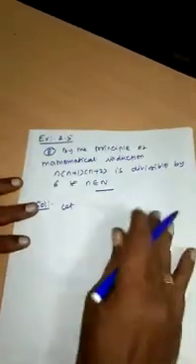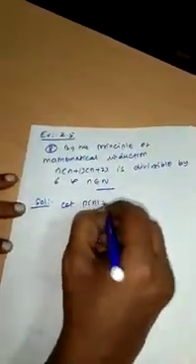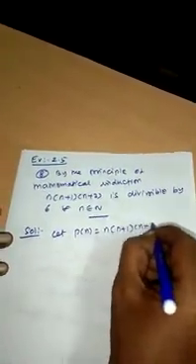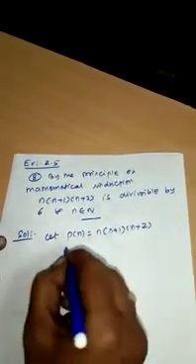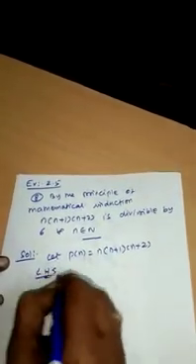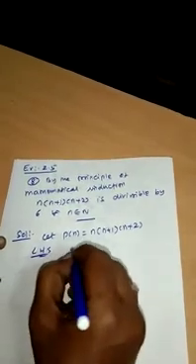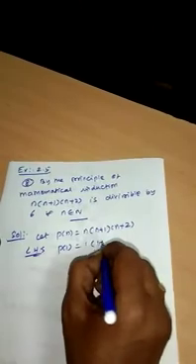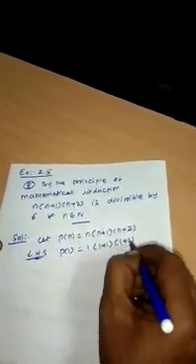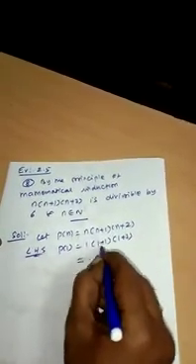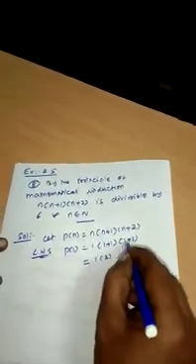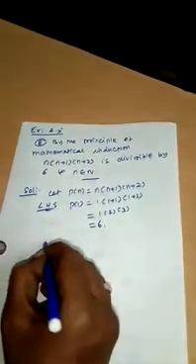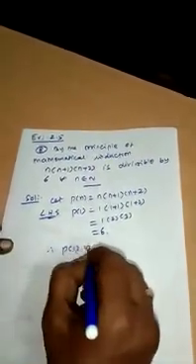Let the statement Pn is equal to n into n plus 1 into n plus 2. P1 is equal to 1 into 1 plus 1 into 1 plus 2, that's equal to 1 into 2 into 3, that is 6. It is divisible by 6. Therefore, P1 is true.